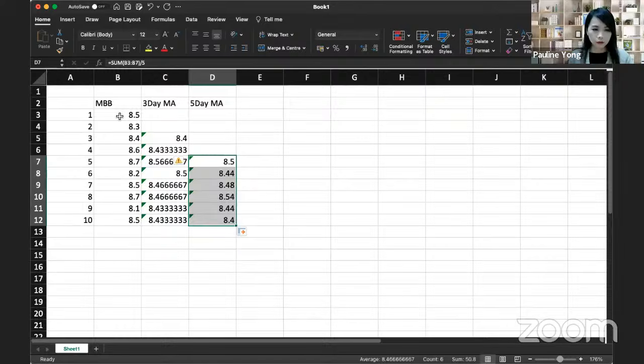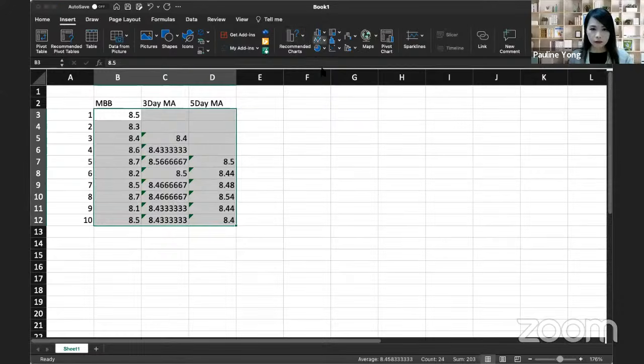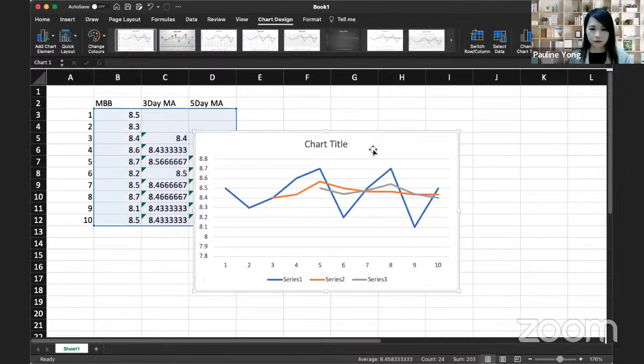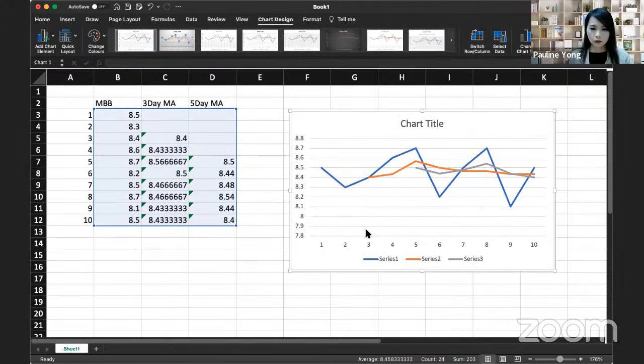Now I want to plot the line. I can insert the graph using this. And this is my chart. The blue line is my price, the orange line is my 3-day moving average, and the gray line is my 5-day moving average. From here, you can see how I derive the moving average lines.